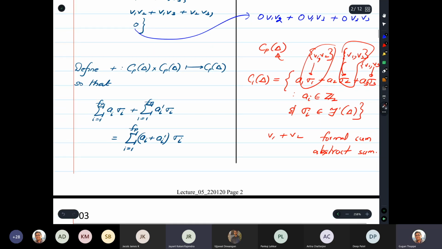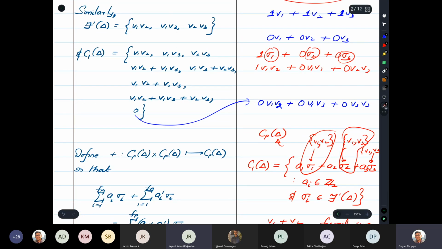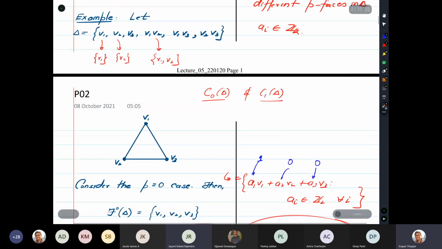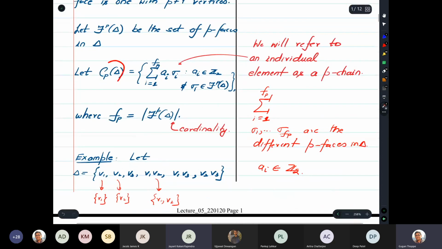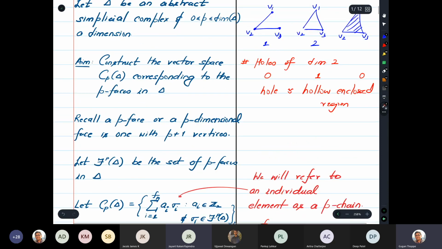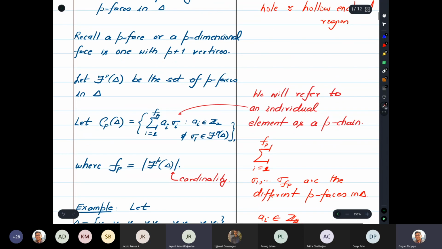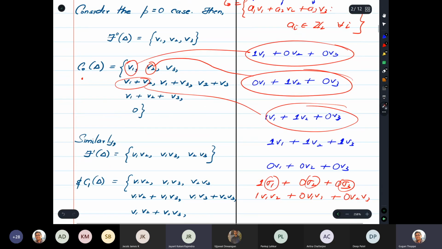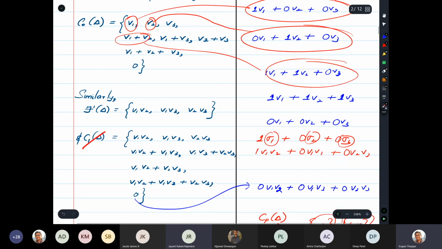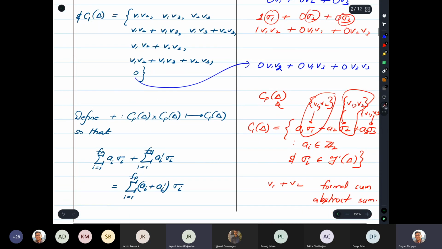All right. So now recall what our goal was. Our goal was to construct a vector space. So far, what we have done is we have constructed this set for this p. We chose a p which lies between 0 and the dimension of the given simplicial complex. And for this chosen p, we defined this C_p of delta to be this collection of formal sums, where the a_i's come from Z2 and the sigma_i's come from this set of p-dimensional faces. I gave you an example of how your C_0 of delta will look, how your C_1 of delta will look, and so on. So far, so good.